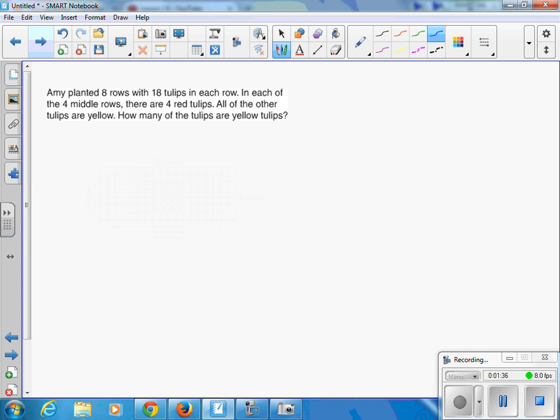Amy planted 8 rows with 18 tulips in each row. In each of the 4 middle rows, there are 4 red tulips. All of the other tulips are yellow. So how many of the tulips are yellow? This is a little complicated, so I think I'm going to have to do a diagram.